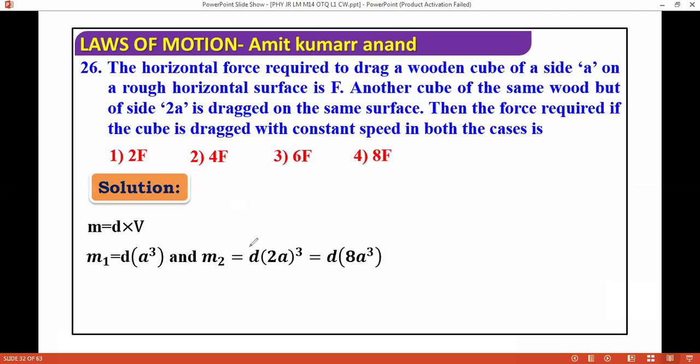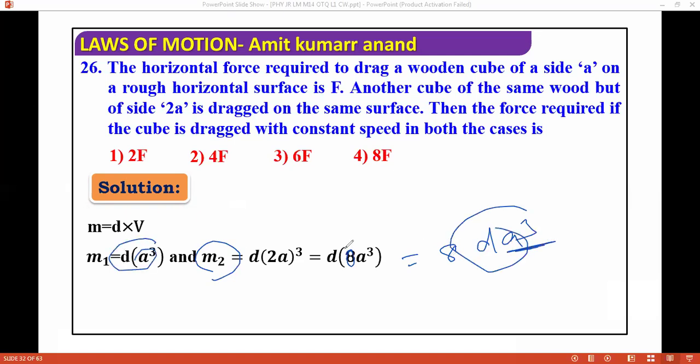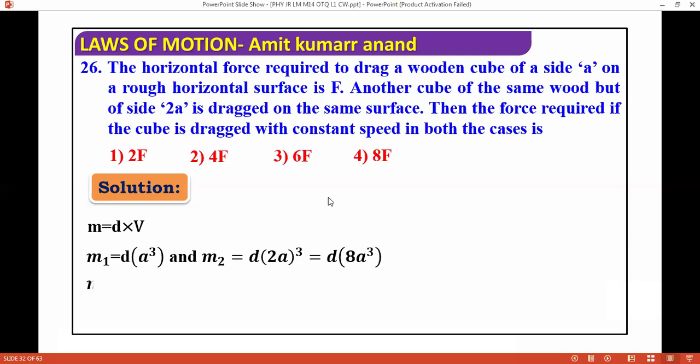So the mass will become 8 times. Take 8 outside, it will be 8 times d of A cube. Initially it was d A cube, now 8 d A cube. So the normal is m into g, and the normal depends on mass. Yes or no? Dragged with constant speed means you have to apply net force on the body as 0. The m2 becomes 8 of m1. So force is directly proportional to mass, and the force becomes 8F. Well, this is a good question.